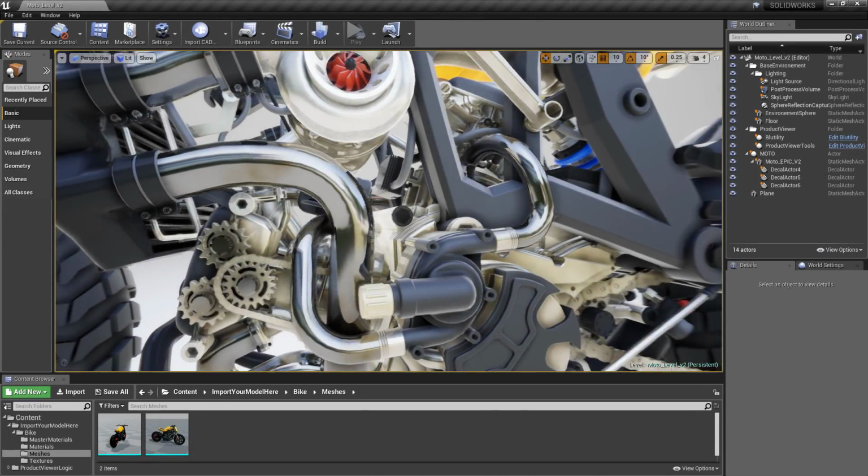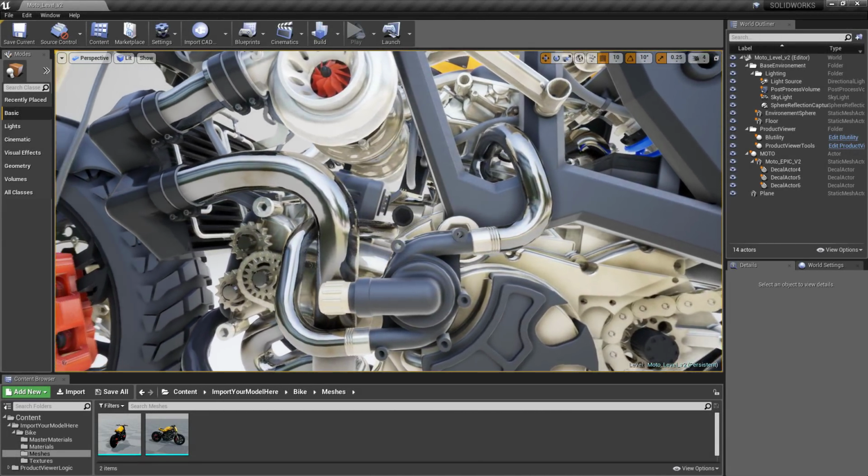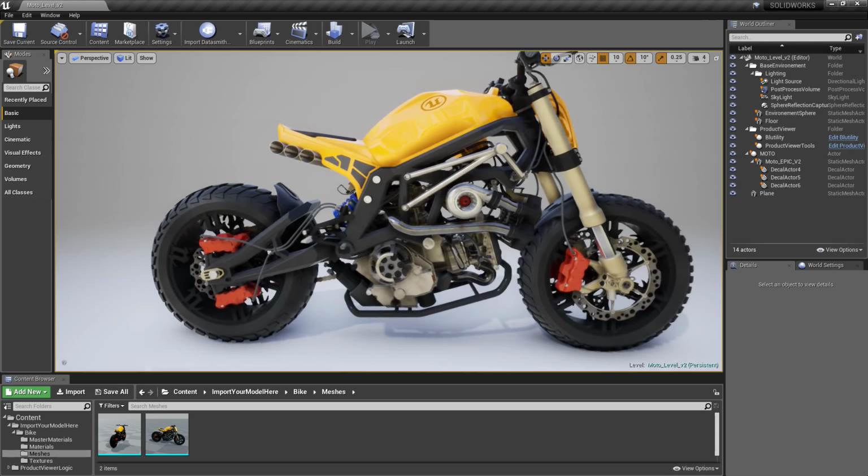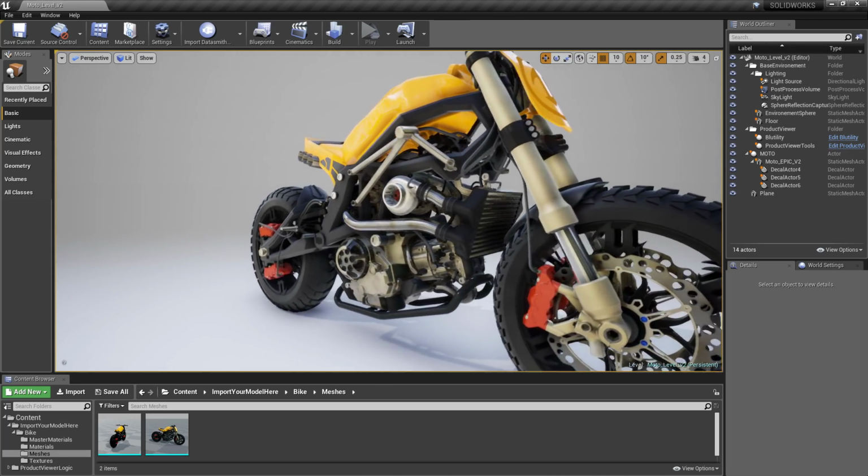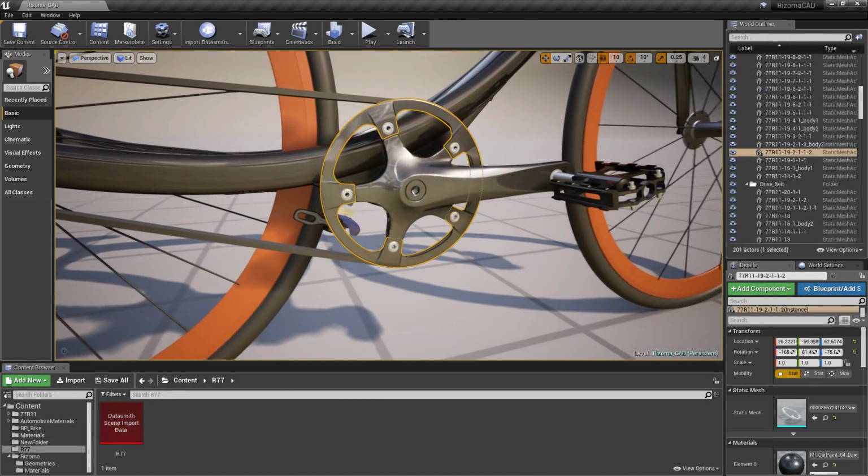CAD data can be large and complex. However, experiencing design in a real-time environment shouldn't be. Unreal Studio Datasmith tackles common problems in the CAD data pipeline.